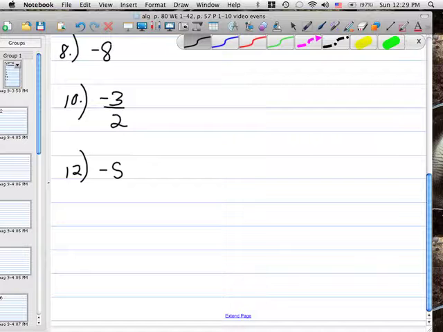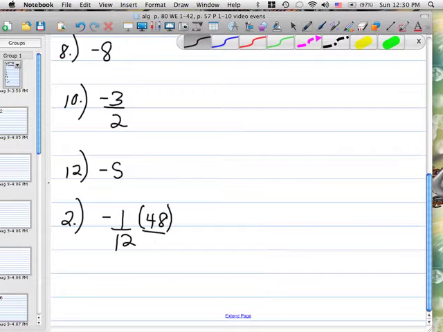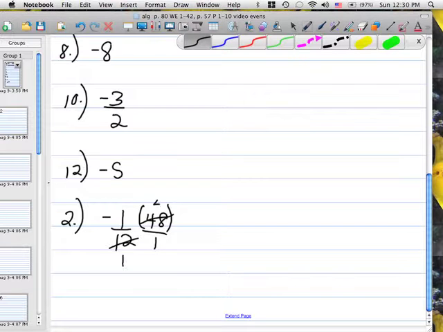Then on page 81, numbers 1 to 30. Number 2, copy the problem down. It's -1/12 times 48. And we can put that over 1. Show your canceling. 12 goes into 12 once, and into 48 4. -1 times 4 is -4.